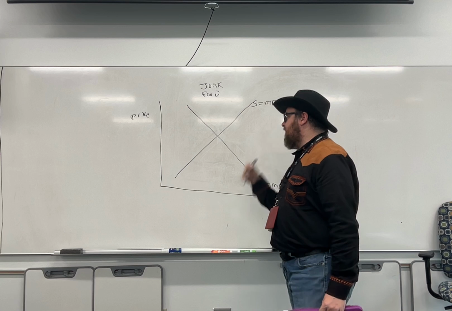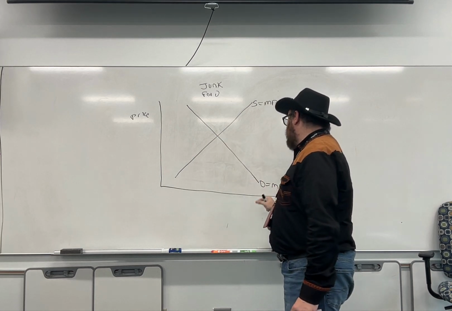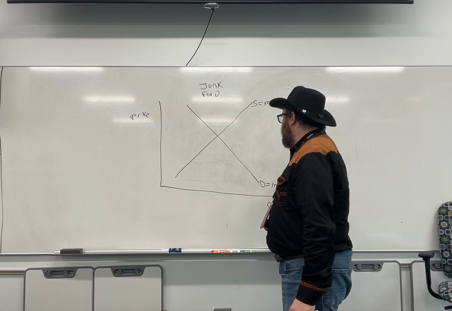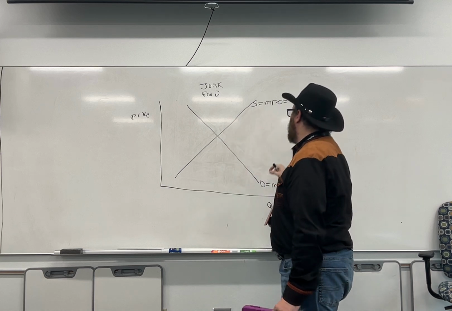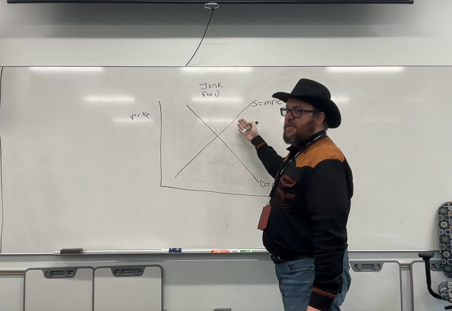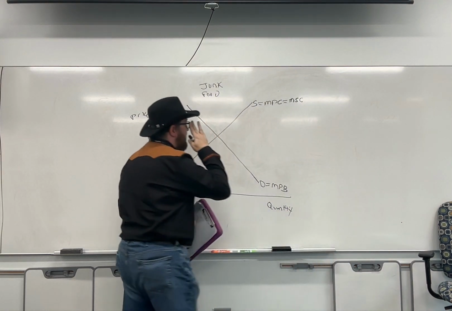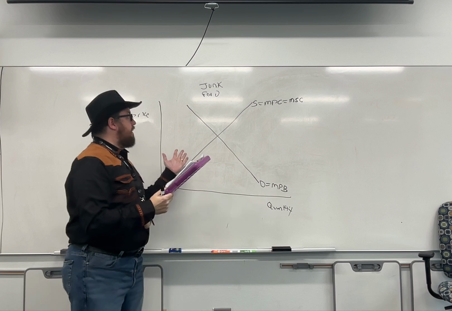I've already written on the graph a little bit. As you see, we have the demand line. For demand, it equals marginal private benefit. For the supply line right here, it equals marginal private cost, which also equals marginal social cost. So these things right here are the same. The private cost and the social cost are the same for consumption.